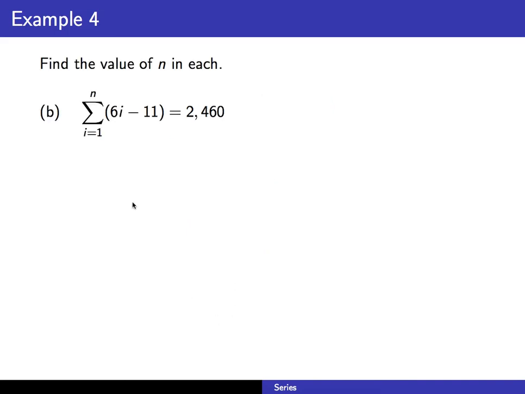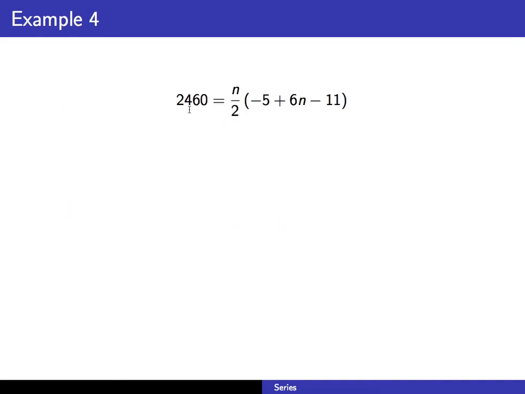All right, part B, same type of problem. Our first term, we're going to plug a 1 in for our lower limit. We get 6 times 1 minus 11 is negative 5. Our last term is 6 times n minus 11. And we're going to have 2,460 as our sum.